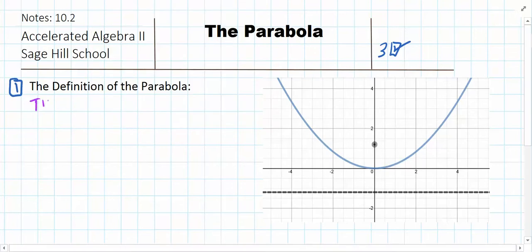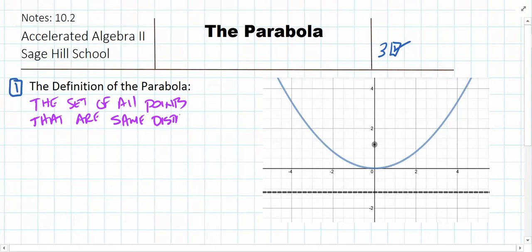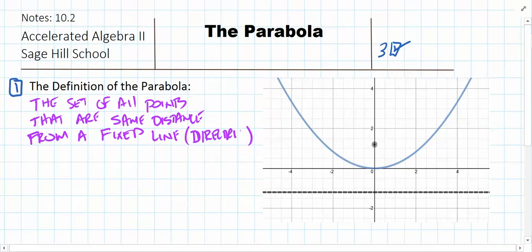It is the set of all points that are the same distance from a fixed line, and that line is going to have a special name called the directrix. D-I-R-E-C-T-R-I-X, the directrix. I'll highlight that one for you. I'm going to explain all this stuff in just a second, so bear with me.